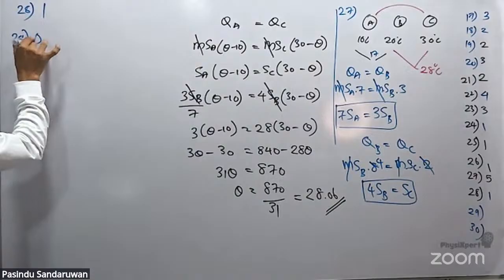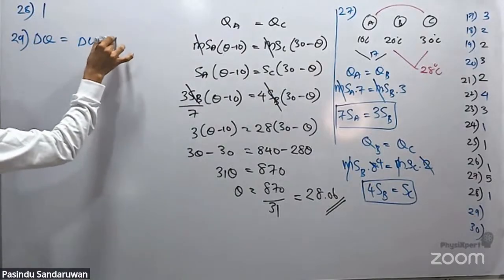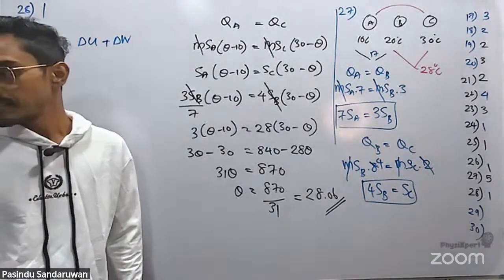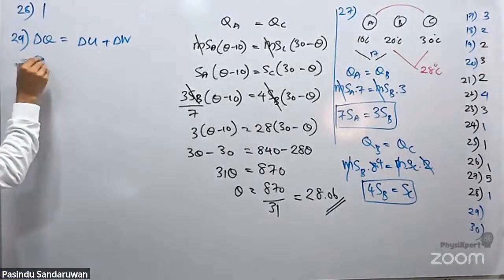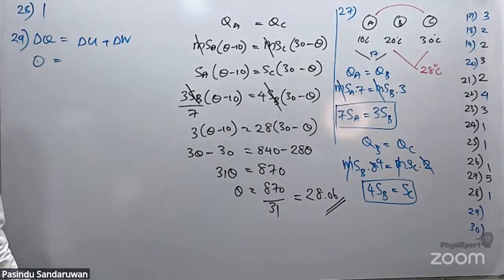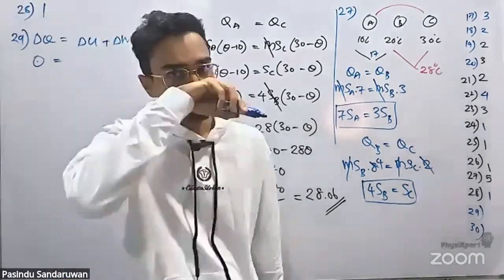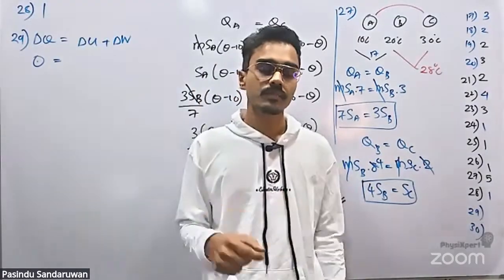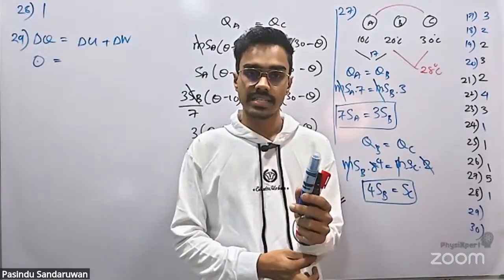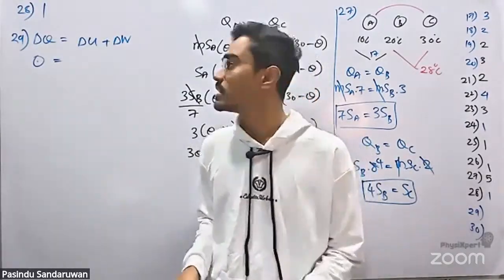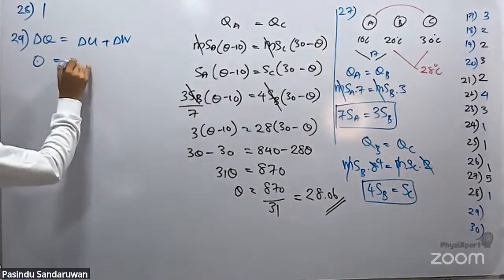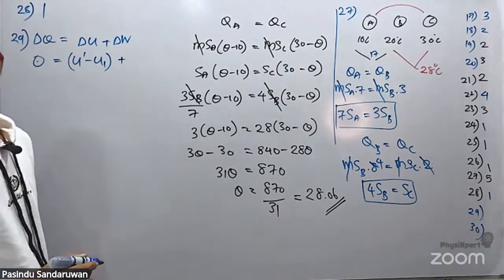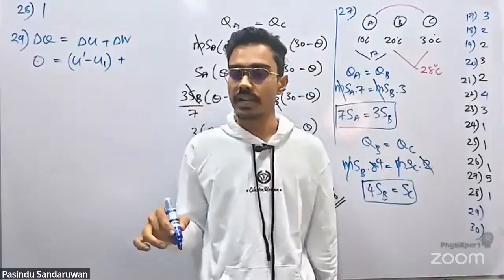First law of thermodynamics: delta Q equals delta U plus delta W. Since it is adiabatic, delta Q is 0. So 0 equals delta U plus W. Let's assume the final internal energy as U dash. Then delta U should be final minus initial, U dash minus U1, plus W. A work W is done.